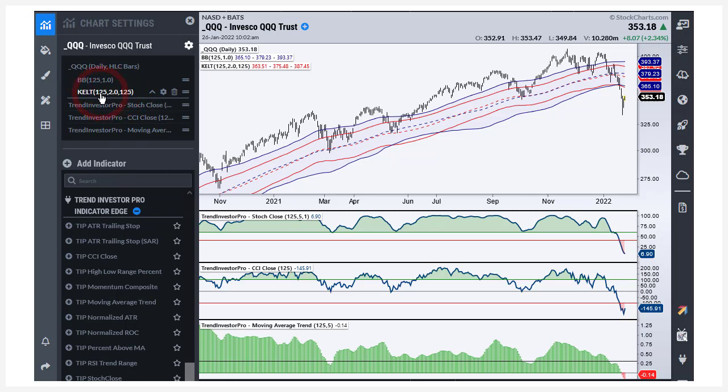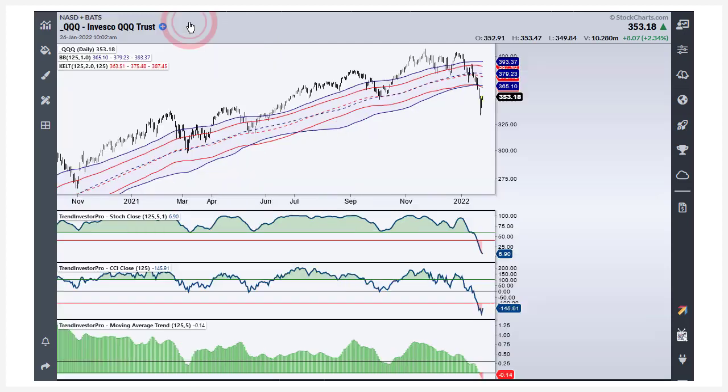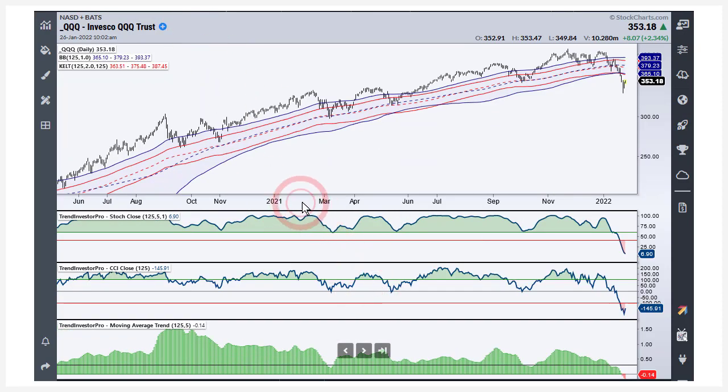And you notice that all these indicators are built around 125 days. That's 6 months, because that's my personal sweet spot when it comes to identifying changes in trend. 1 year is getting to be a little bit too long for me. 3 months is too short. So I like this 6-month window. Then we have Stoke Close, which is also based on 125 days. We got CCI Close and the direction of the moving average. And so I put all these on the chart so we can see how this works.